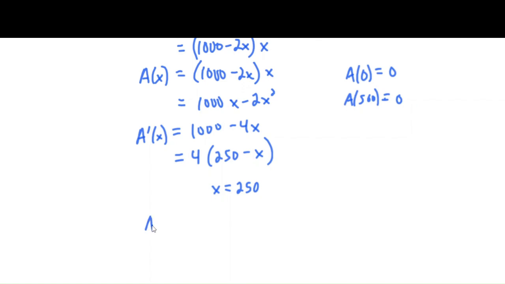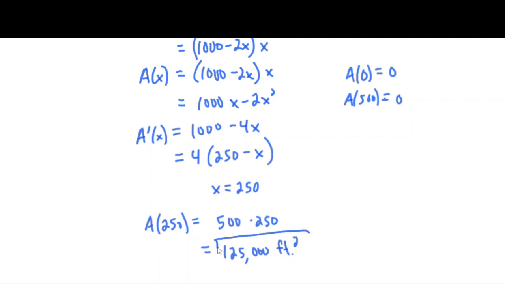Well, what is the maximum? What is A of 250? Well, we could plug it in either here or here. I think it's probably easier to plug it in here. In fact, if we plug in 250, 2 times 250 is 500. 1,000 minus 500 is 500. And plug in 250 there, we have 500 times 250, and that's 125,000. So that's 125,000 square feet. That's the maximal area that we can enclose.